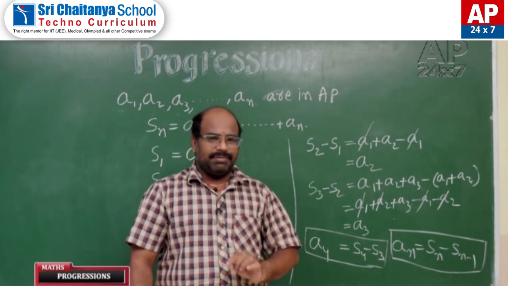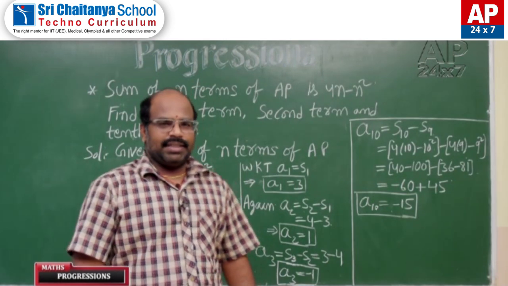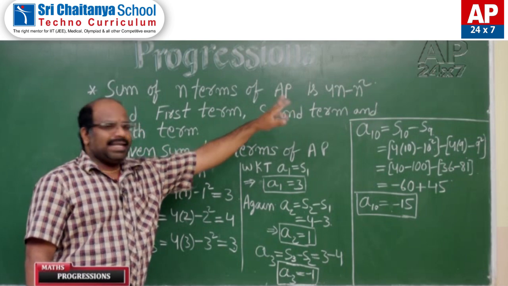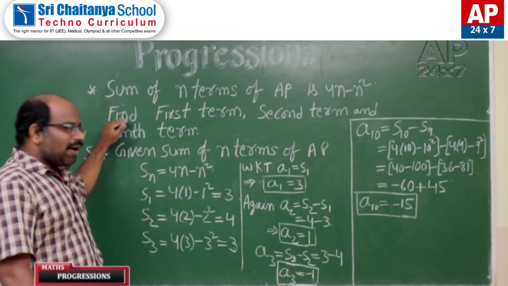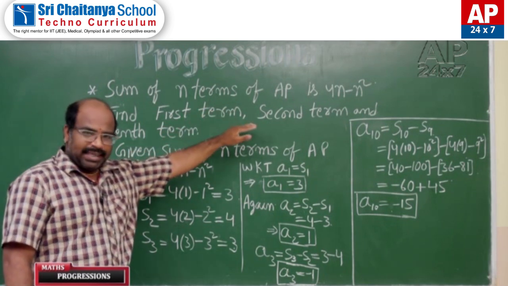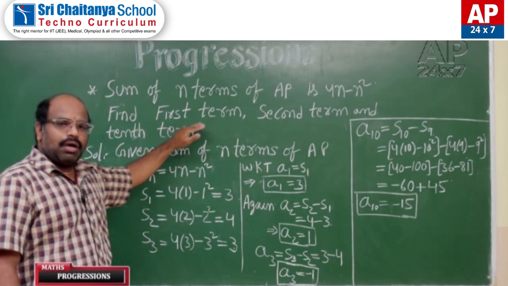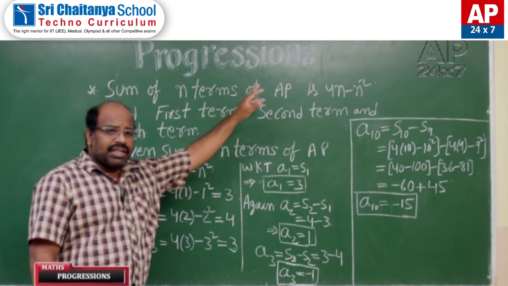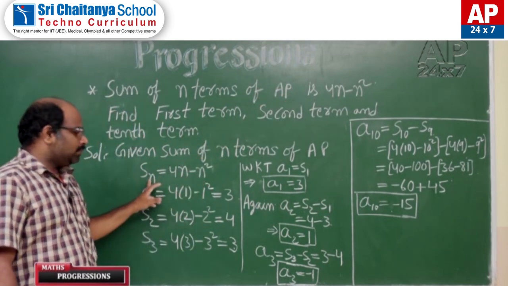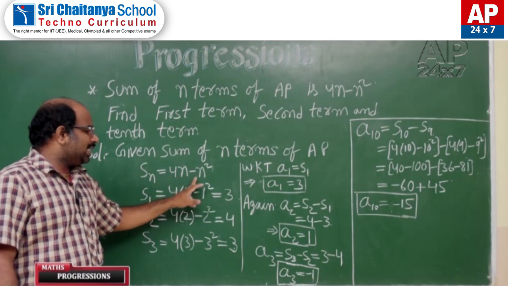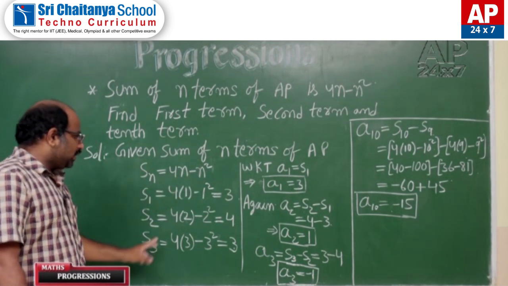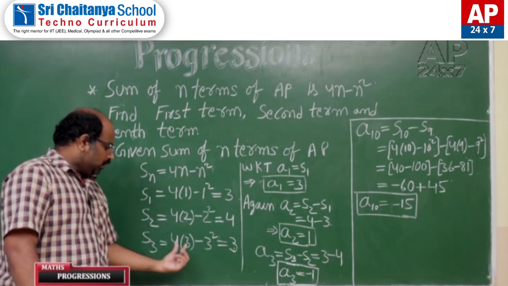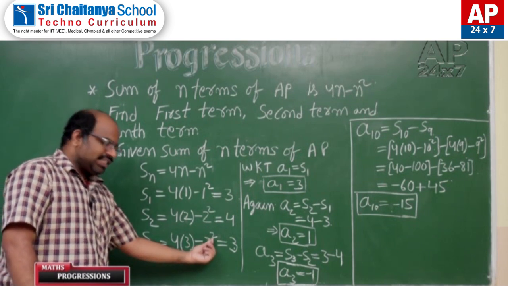Based on this concept, let us do one problem. Here is the problem. The sum of n terms of an AP is 4n minus n square, and we have to find the first term, second term and 10th term also. Now, what is given? The sum of n terms of an AP, nothing but Sn. Sn is equal to 4n minus n square. Substitute n is equal to 3 here. So, 4 of 3 minus 3 square. 4 threes are 12. Minus 3 square is 9.